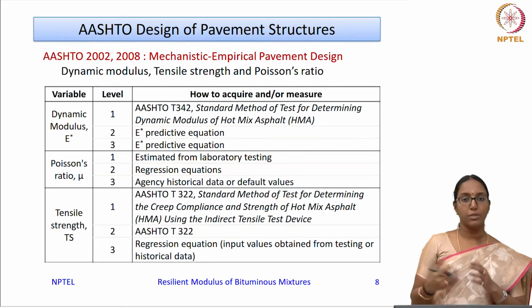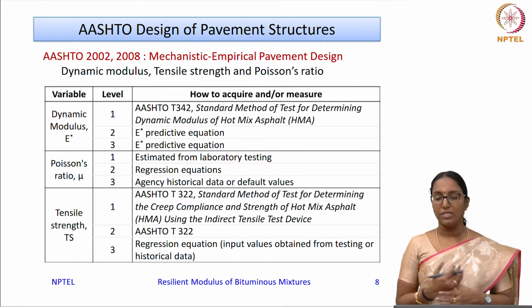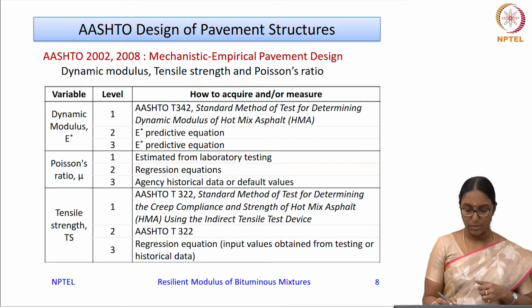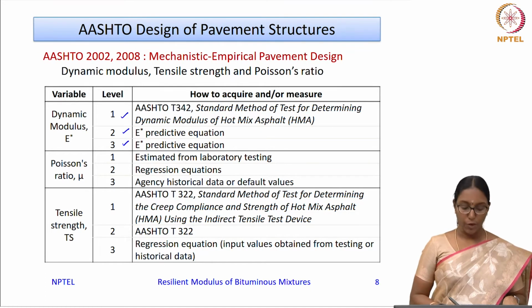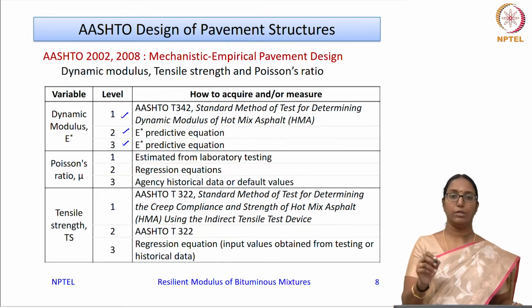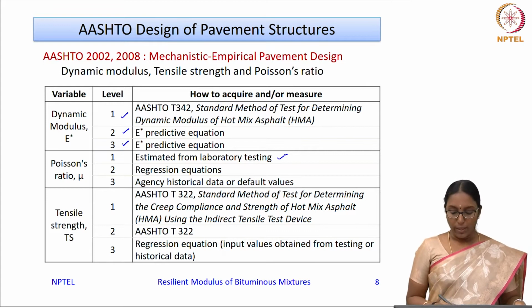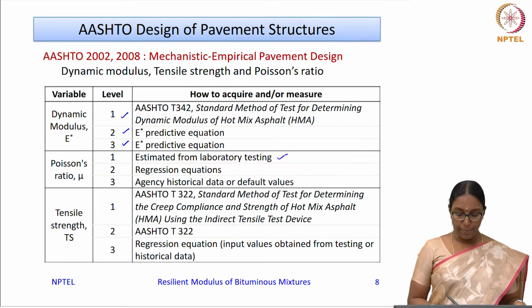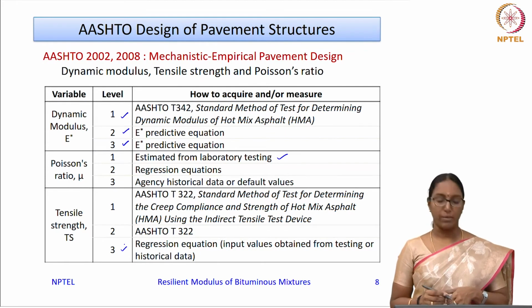So either one can use the predictive equations, or you can do the dynamic modulus test in the laboratory to investigate these parameters. So this is noted here: the dynamic modulus either from the dynamic modulus test or using the predictive equations. For the Poisson's ratio, either regression equations are given, or you can determine it from laboratory testing. And regarding the tensile strength, again you can do a tensile strength test, or regression equations are provided if you are working with level 3 of the pavement design.